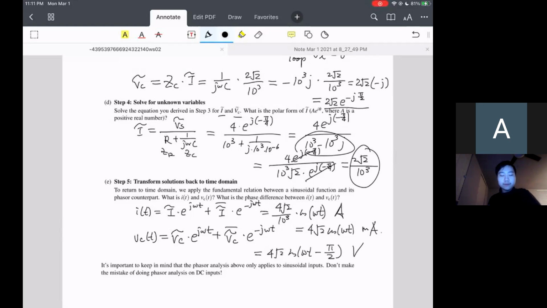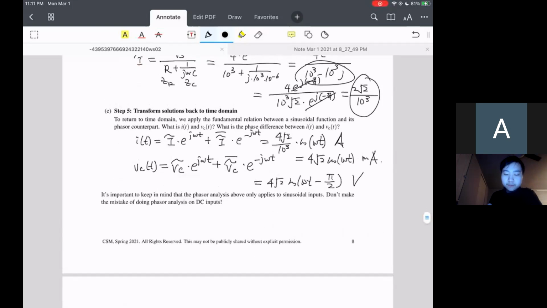And that is our final result. What is the phase difference between I of t and VC of t? It'll just be this value. I mean, if your reference point is I of t, then the difference will be negative pi over 2. If your reference is actually VC of t, then the difference between the phase would then be positive pi over 2.